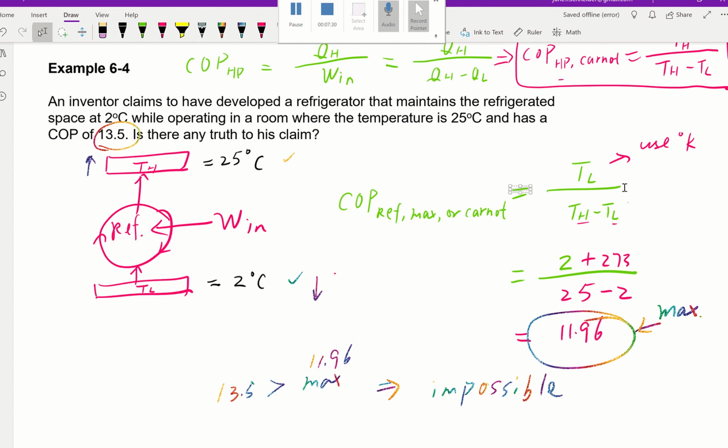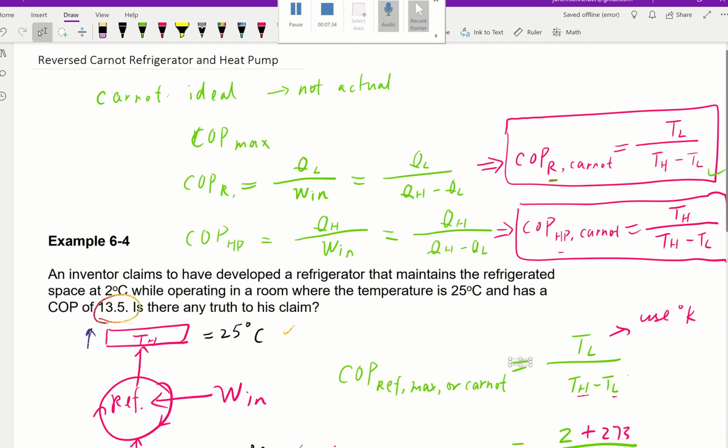That will be the end of this discussion about the Carnot refrigerator and Carnot heat pump.